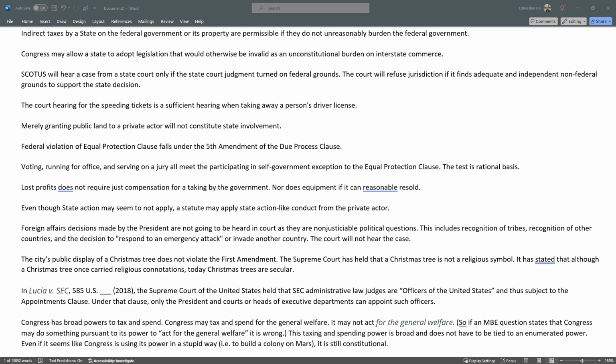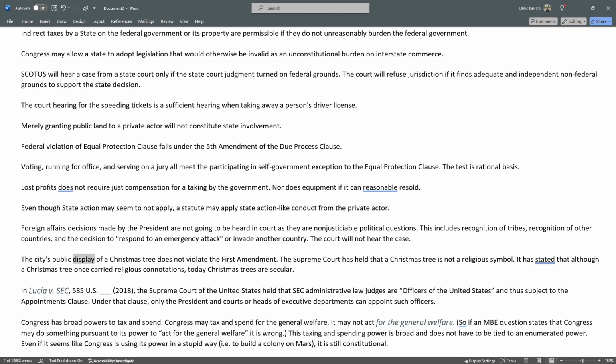Lost profits do not require just compensation for a taking by the government, nor does equipment if it can reasonably be resold. Even though state action may seem not to apply, a statute may apply state action-like conduct from the private actor. Foreign affairs decisions made by the president are not going to be heard in court as they are non-justiciable political questions. This includes recognition of tribes, recognition of other countries, and the decision to respond to an emergency attack or invade another country. The court will not hear the case.